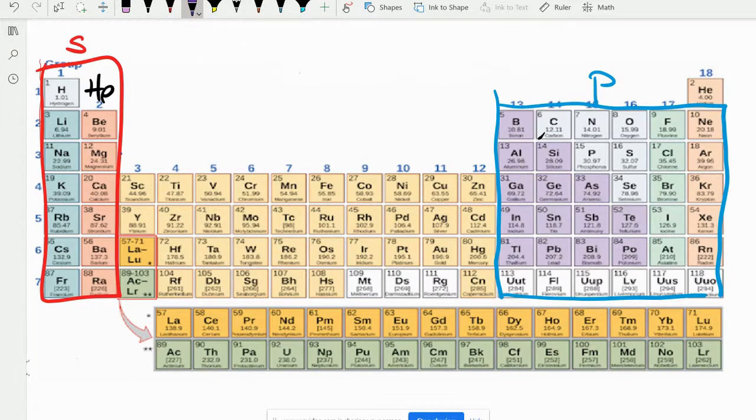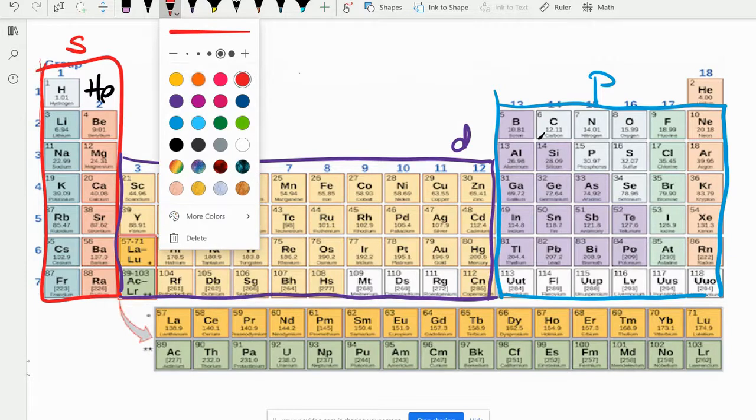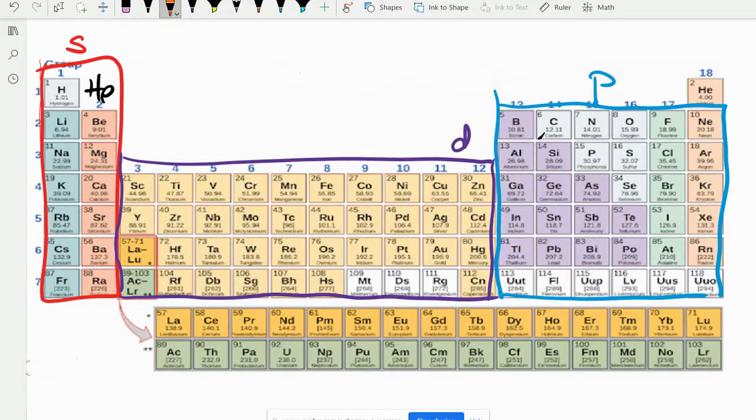Go ahead and take a third color. If you have a periodic table, you can just annotate the one on your handout that you've been given in class if you'd like to, or you can print up your own. Let's label this one the D block. And let's do our last color. Let's go with, I don't know, orange. Let's go down to the lanthanide and actinide series and box that out and designate this as the F block.